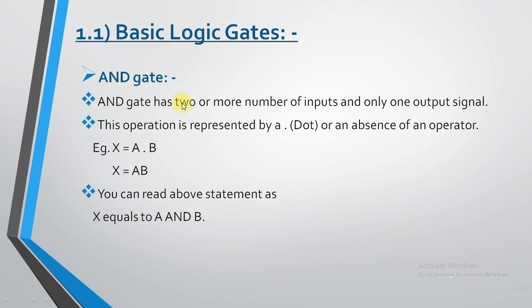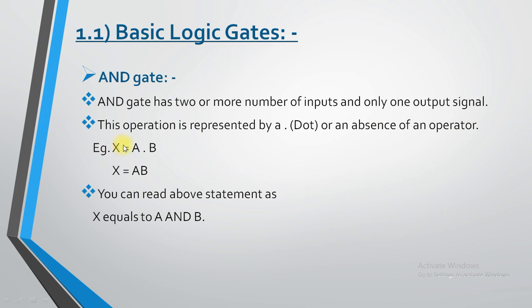When you work with the AND gate, there are two or more inputs and only one output signal. The AND gate can be represented by a dot or the absence of an operator. Absence of an operator means there is no operator in between these two input variables. So when there is AB or A dot B, you can understand that this particular gate is the AND gate.